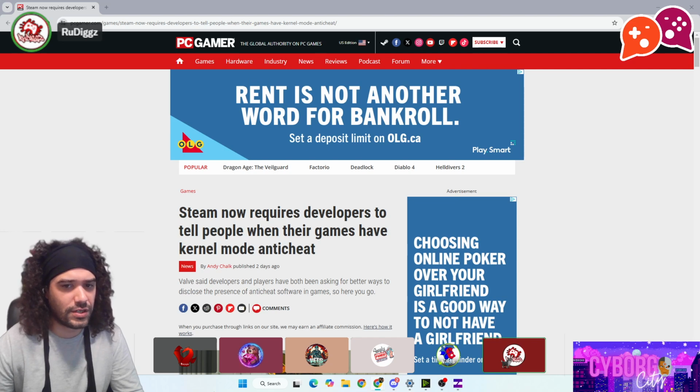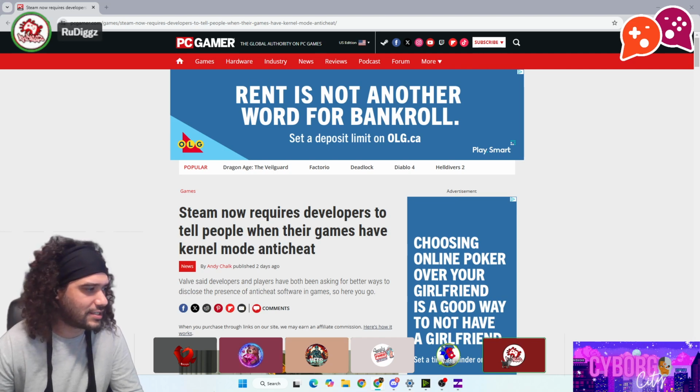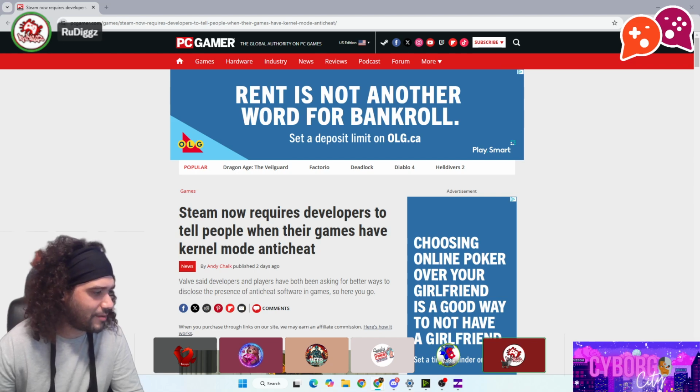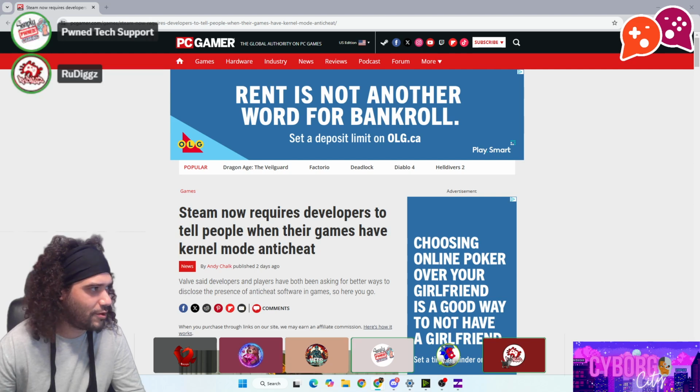So this story is all about anti-cheats. Gem, you had provided me with this one. Did you want to give me a little bit of background into what's happening here with this kernel mode? Just explain why it matters that it's at the kernel level.